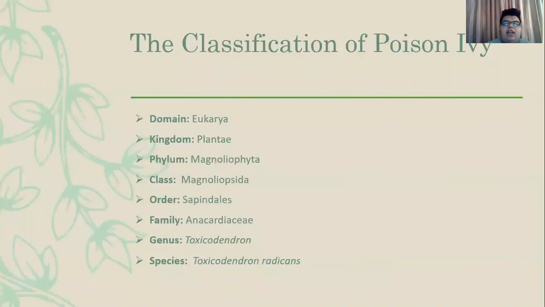The classification of the poison ivy. The domain is Eukarya. The kingdom is Plantae. The phylum is Magnoliophyta. The class is Magnoliopsida. The order is Sapindales. The family is Anacardiaceae. The genus is Toxicodendron. The species is Toxicodendron radicans.